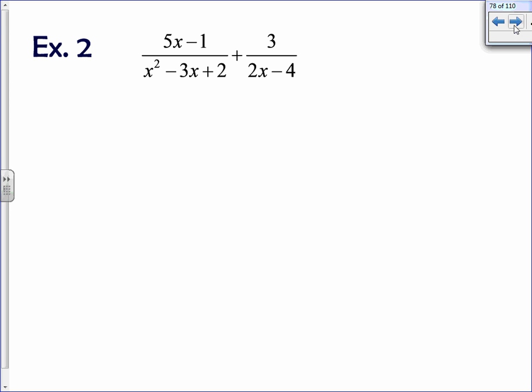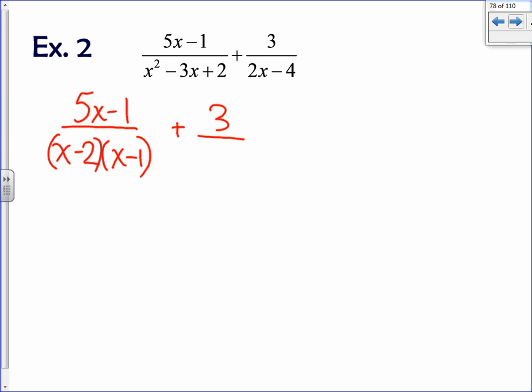So again, I'm going to factorize. Numerator cannot be factored. That's awesome. Less work for me. Denominator, I can definitely factor that. X minus 2 times x minus 1. Don't forget to factor out your greatest common factors. 2x minus 4 is a binomial, but there's a 2 that can be taken out. If you don't fully factor, you're probably not going to be finding the lowest common denominator. So that's going to make the problem a lot harder for you.